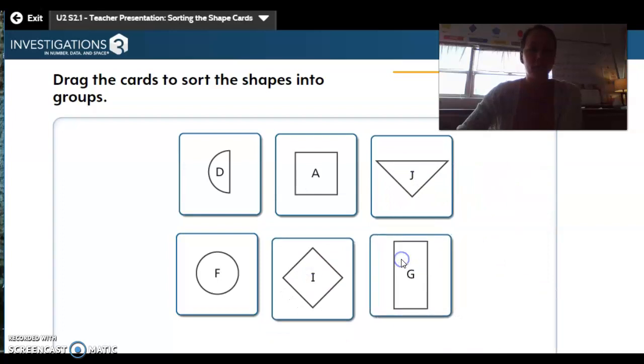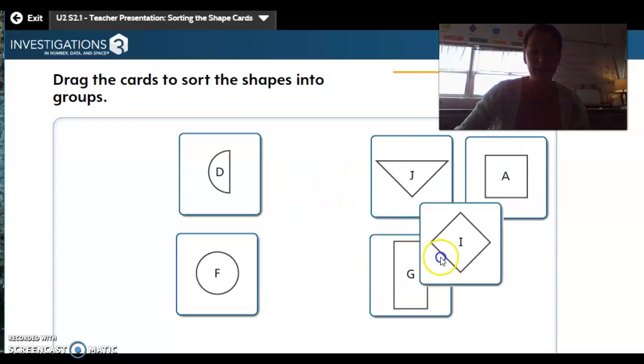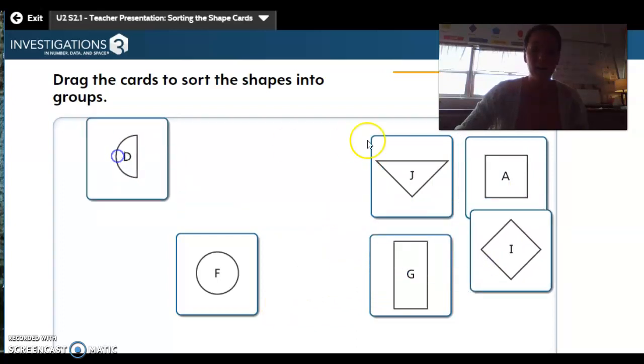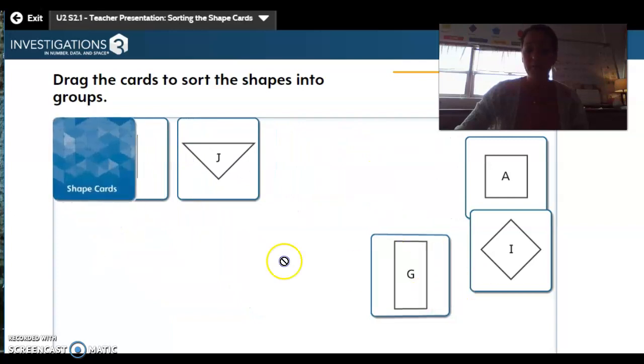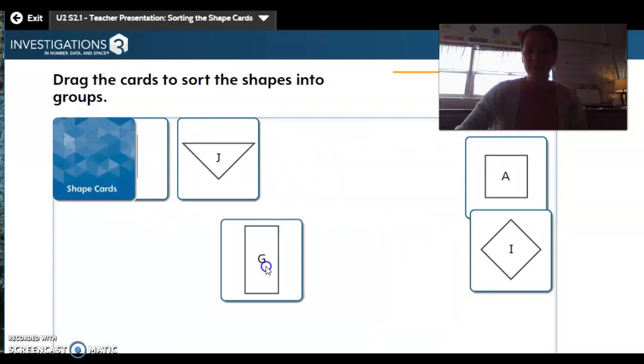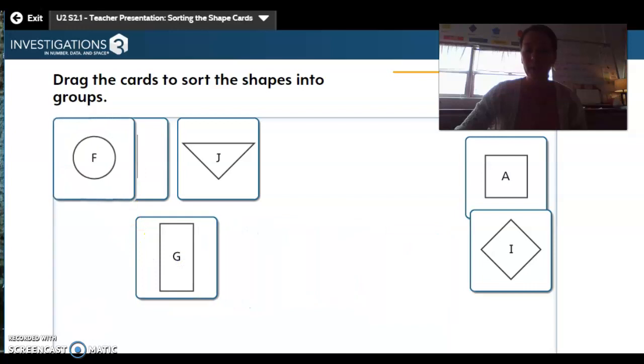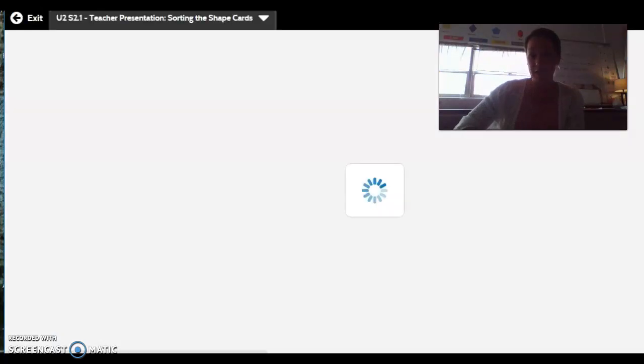Now, what if somebody says you could put all the squares together? So I'd have 2 shapes that go together, and all the other shapes go over here, right? Okay, that's another way. So there are many different ways to sort shapes.